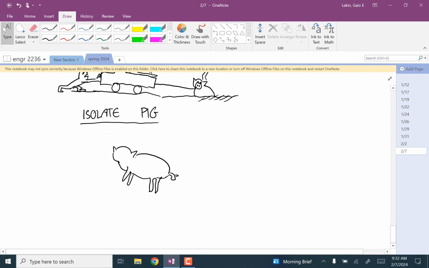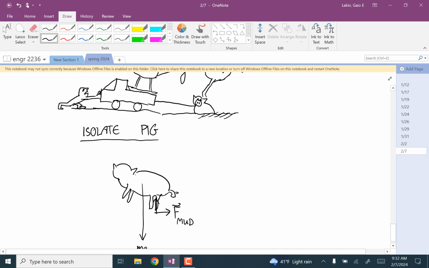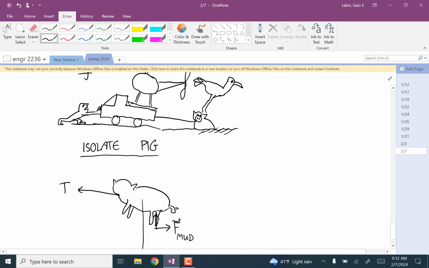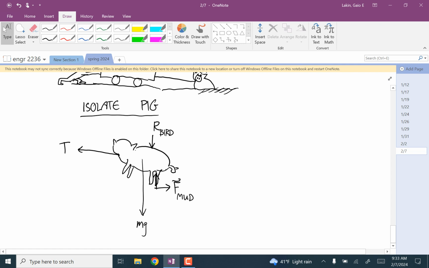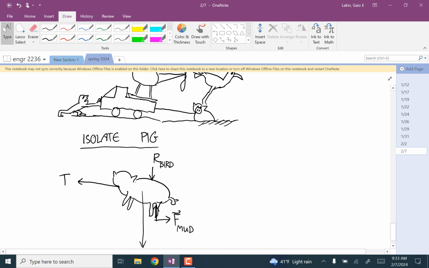Well, despite the fact that there's all this stuff going on, all you have is a weight force. Let's say some kind of unknown force vector applied by the mud. There's a cable force from the cable connected to the truck. And there's a downward force applied by the bird. And now you've gone all the way around the boundary of the pig. You've dealt with every place that something is in contact with it, so you're done with the free body diagram. Okay. Anybody have any questions about that or what I'm even talking about?